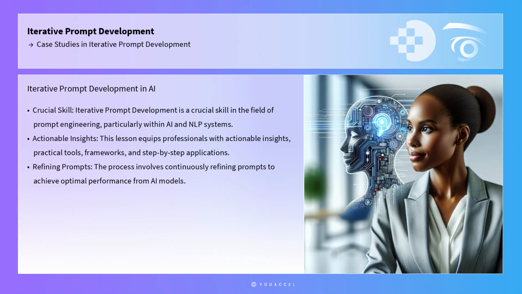The process of iterative prompt development involves continuously refining prompts to achieve optimal performance from AI models, thus ensuring that they provide accurate, relevant, and context-specific responses.